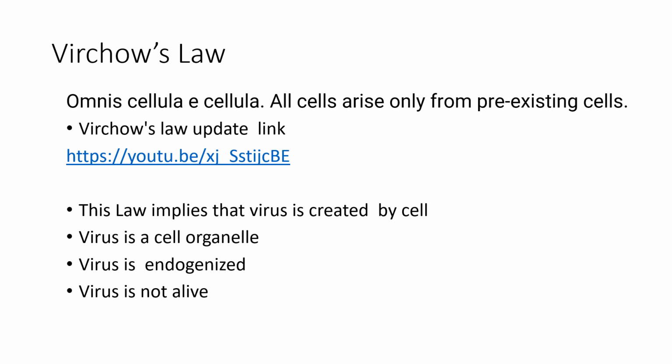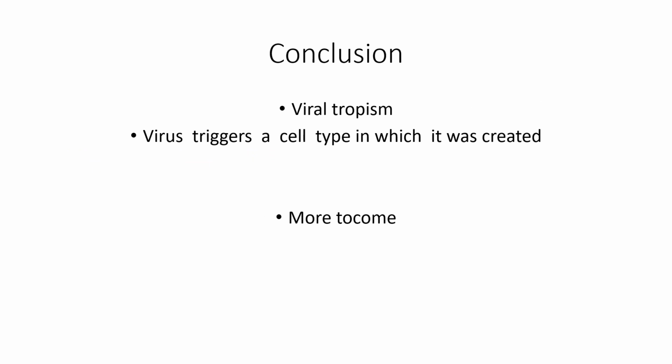So what does the law say? The law implies that virus is created by cell, virus is a cell organelle, and virus is endogenized, virus is not alive. So all these features are now as processes. Conclusion. Virus triggers a cell type in which it was created, which is known as viral tropism. More to come. Enjoy.